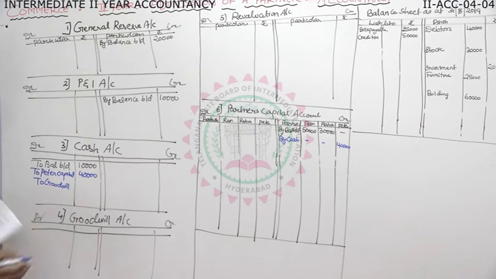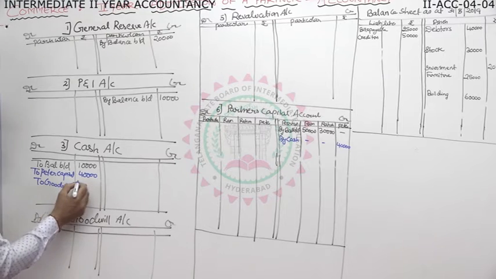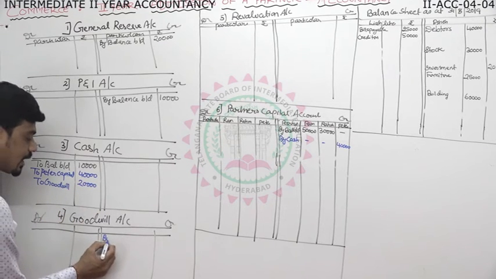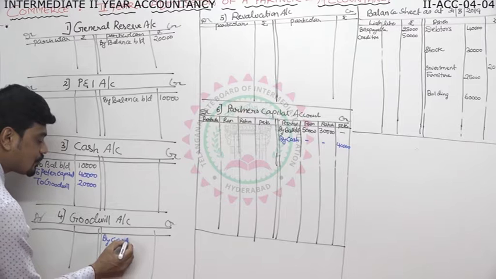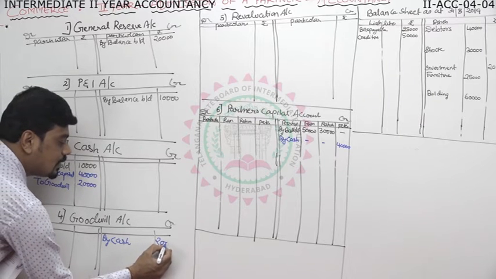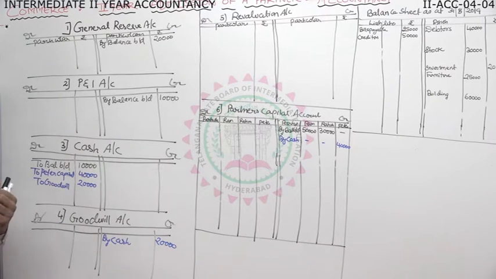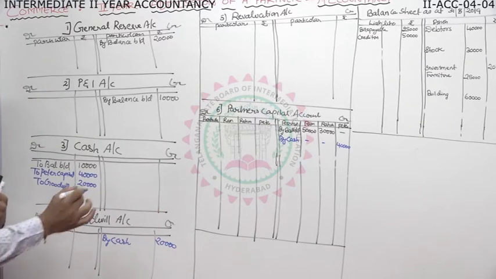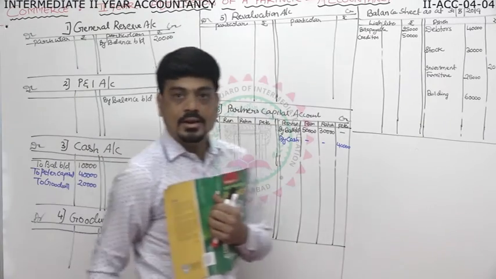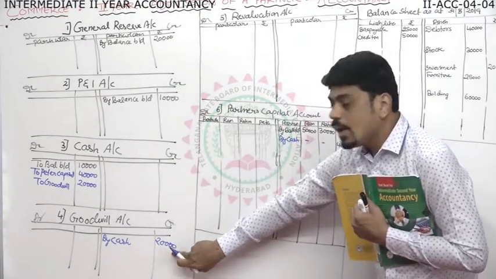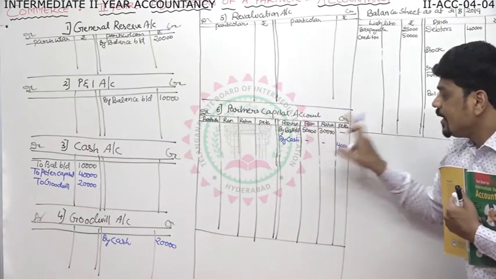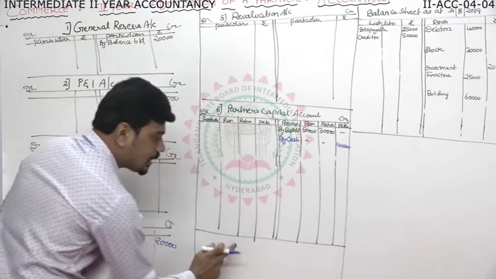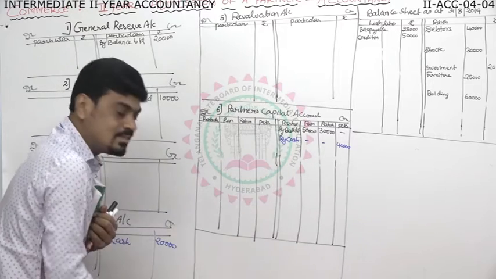Cash to goodwill. The amount of goodwill brought was 20,000. So in the goodwill account, by cash, 20,000. Now here you need to be very careful, because the goodwill brought should be distributed among the old partners. Who are the old partners? Ram and Rahim. So we'll do the working. I'm doing all the working below the capital because of space.